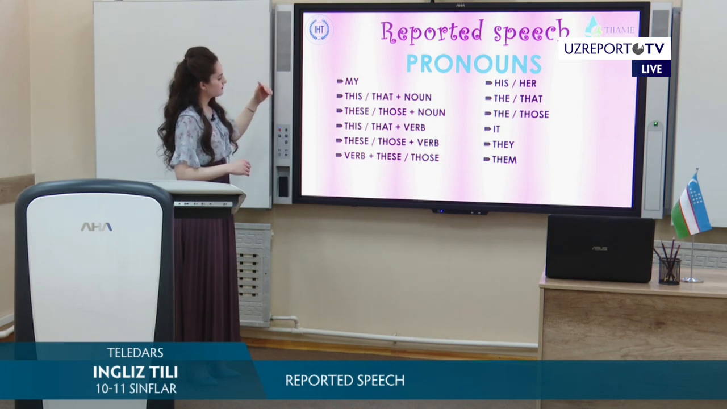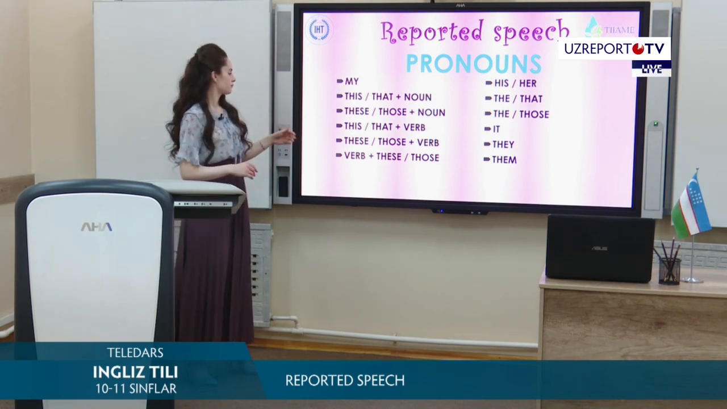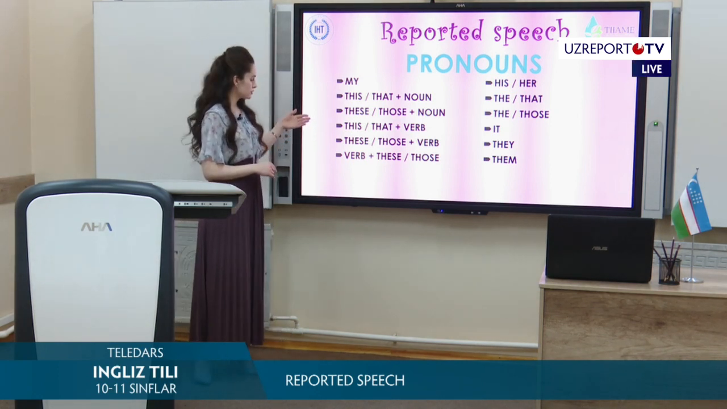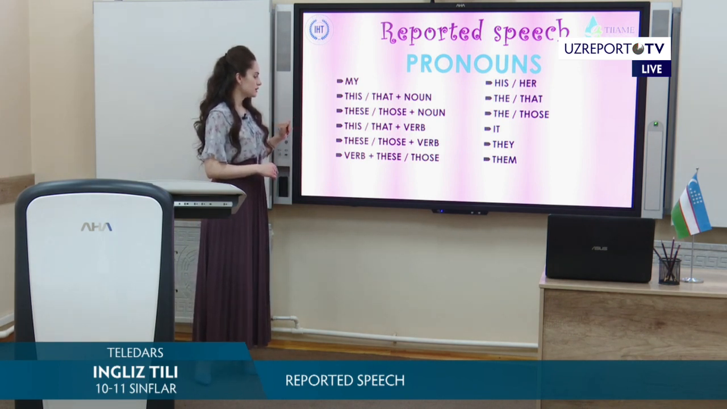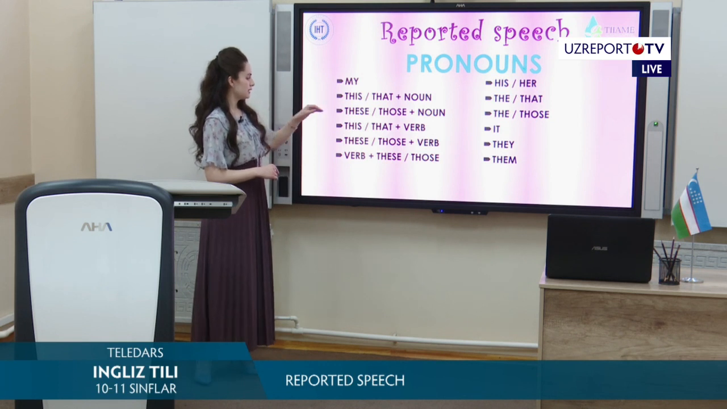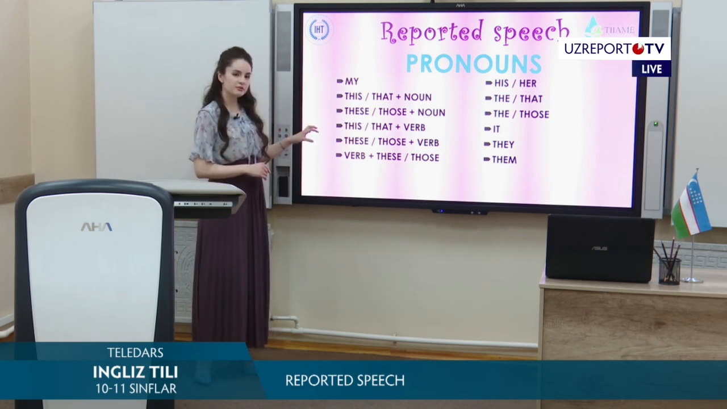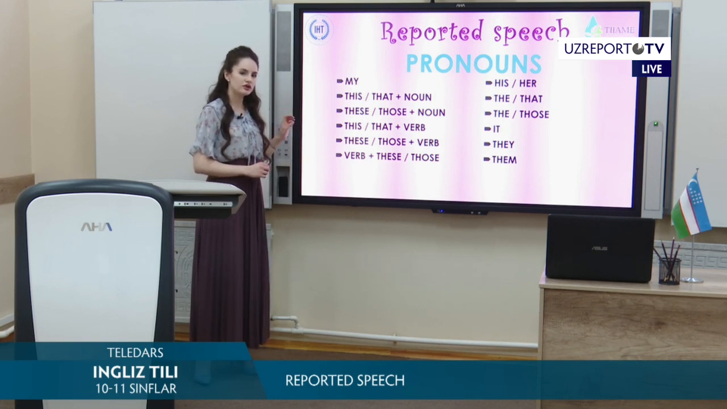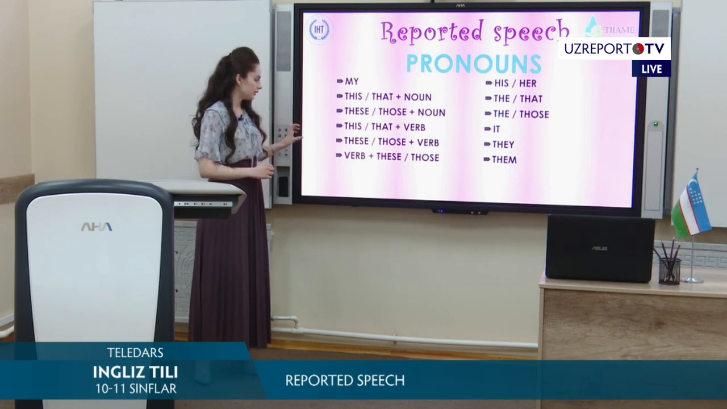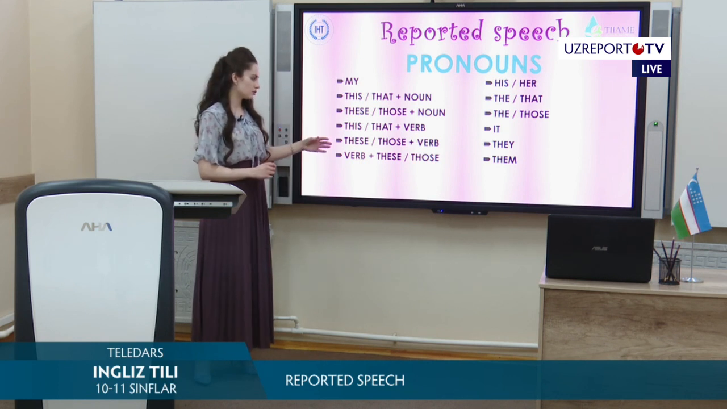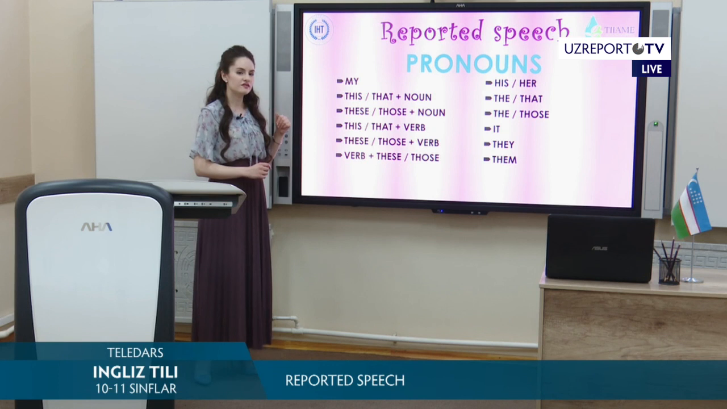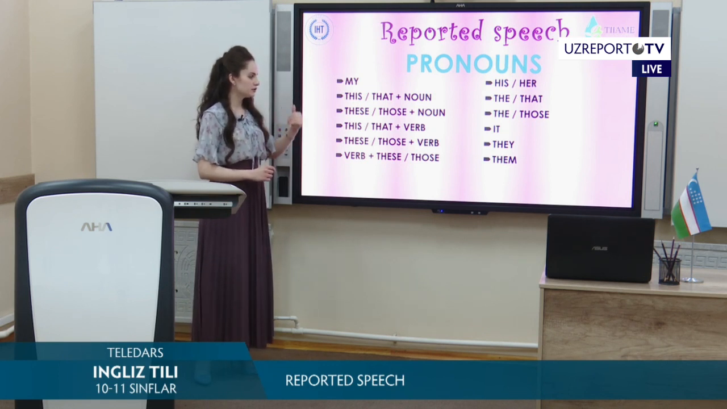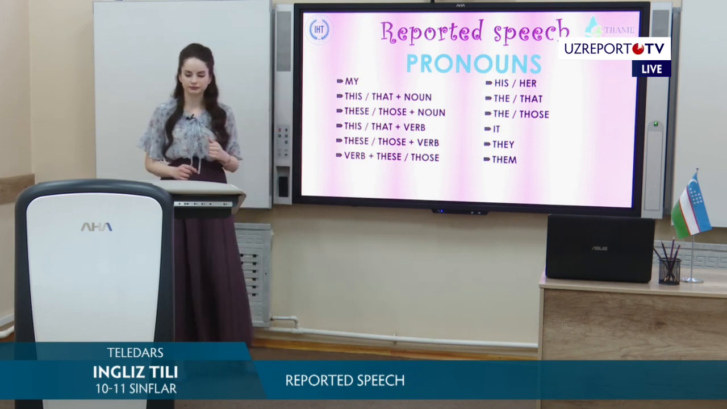And another is verb plus these, those. I'd like to pay your attention to these last two examples. You should remember that the place of the verb is really important in this kind of rule. If your verb is at the beginning, I mean before these or those, you will say them. If you have a verb after these words, you should say they.